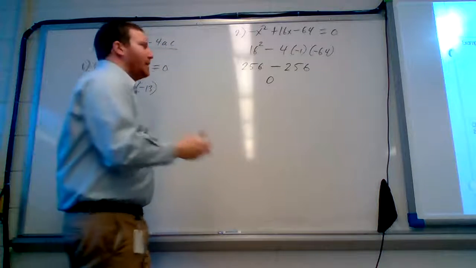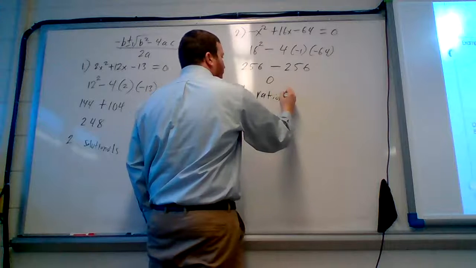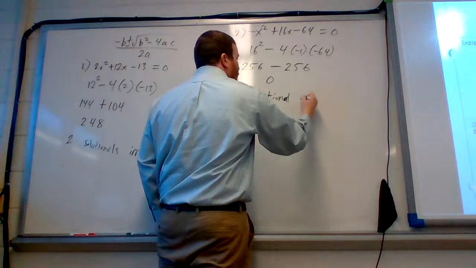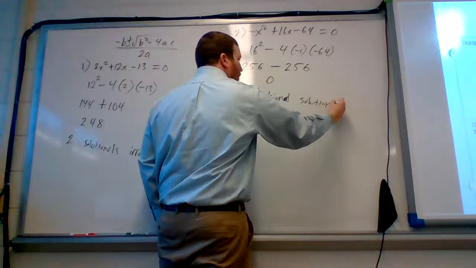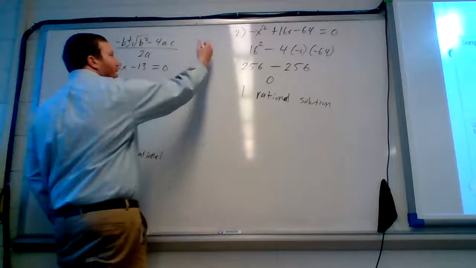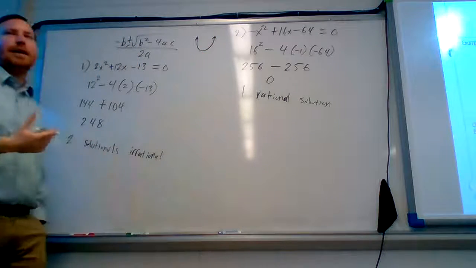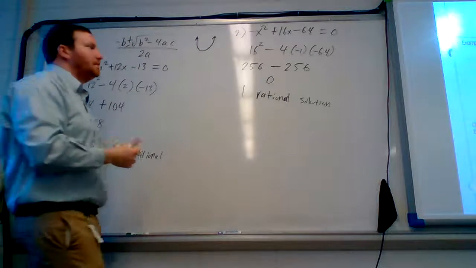And that's going to get us 1 rational solution. And again, that means if we only have one solution, we're dealing with a quadratic, which is U-shaped. That means our vertex is on that x-axis.